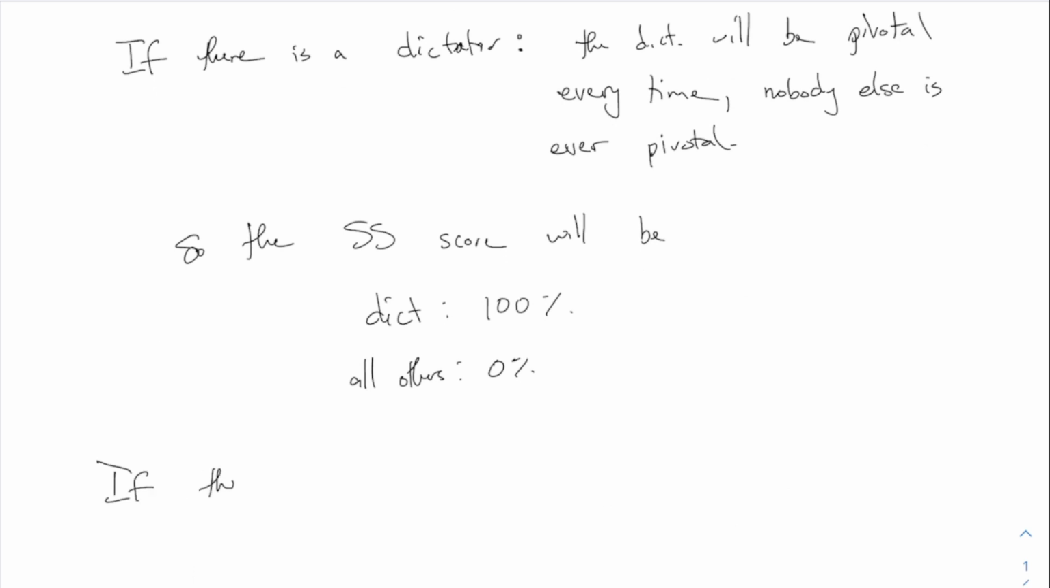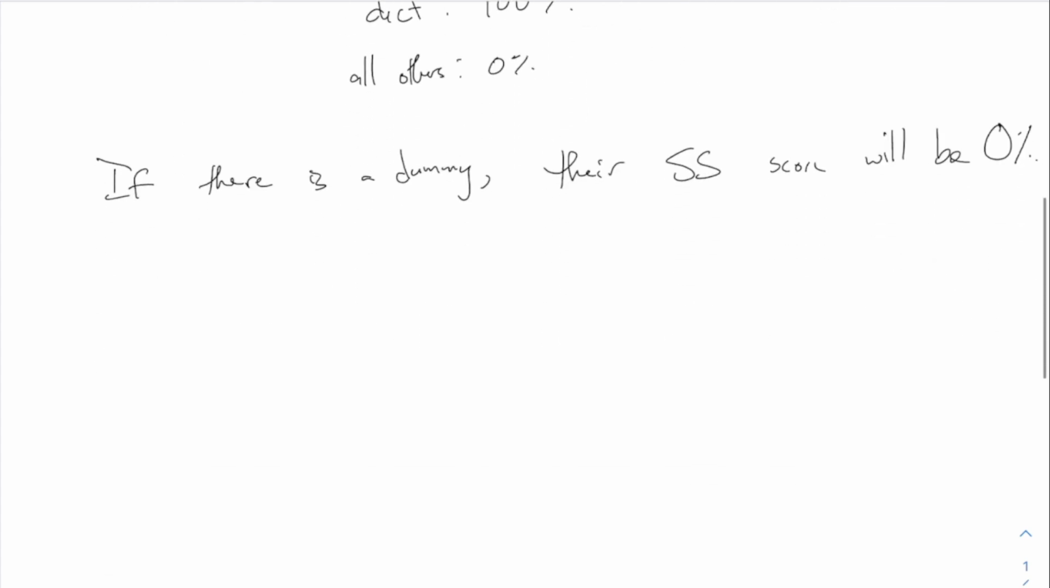If there is a dummy, then their Shapley-Shubik score will be 0%. That's all you can say. About everybody else, maybe somebody else could be not 0. But if there is a dummy, they're going to be a 0 for the Shapley-Shubik.